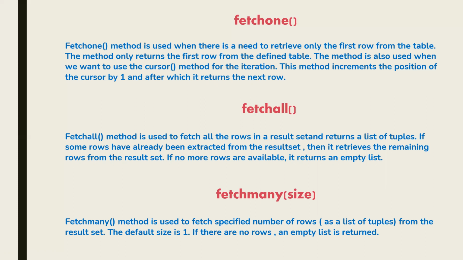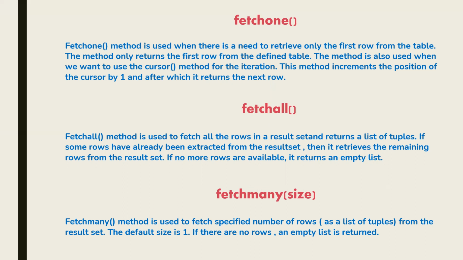As you have seen, we make the cursor object by using the cursor method. And this method increments the position of the cursor by 1, after which it returns the next row. That means the fetchone method is used to fetch the first record. After that, we can use fetchone once again, and this time it will fetch the next record.